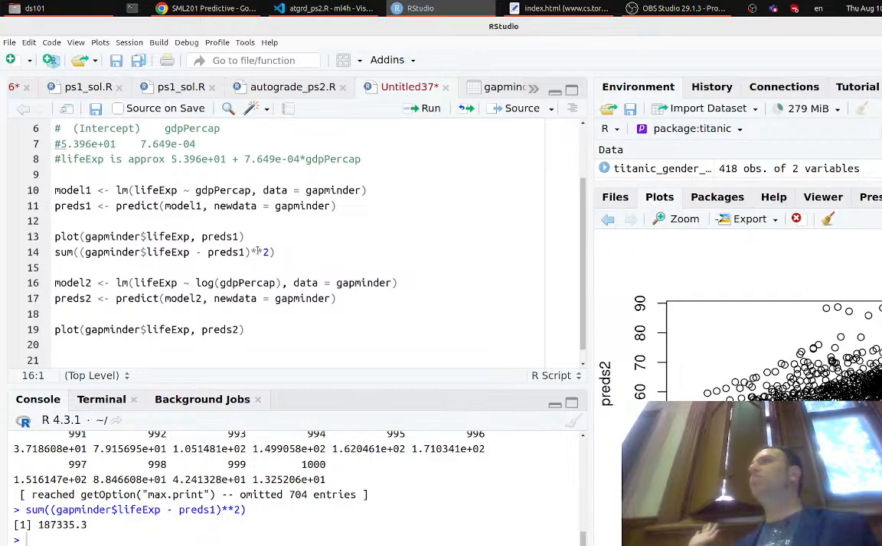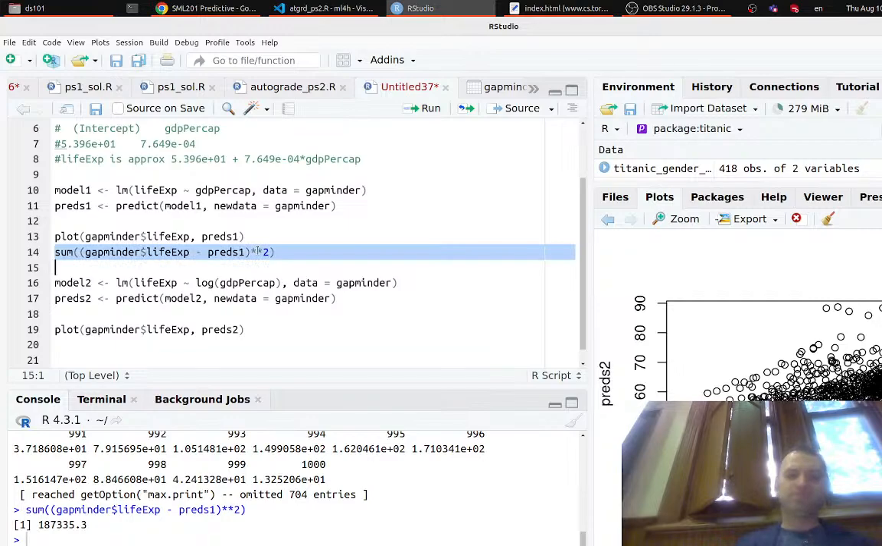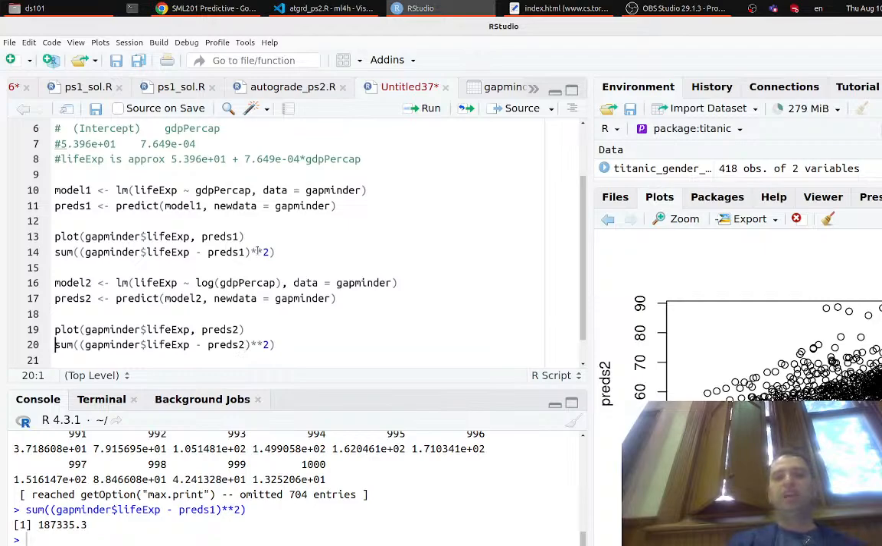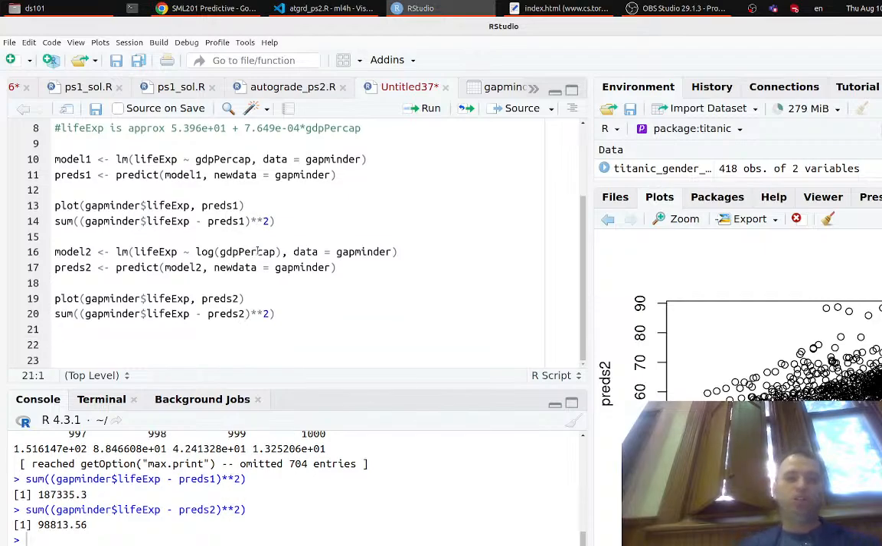Now, it looks like a large number, but note that this is squares, and the larger your data set, the larger the sum of squared errors. So if I do the same thing with preds 2, what you'll see is that the sum of squared errors is much smaller. So you do a better job of predicting if you say, I'm going to predict using the log rather than using the original. And that's not always going to be the case, but you want to try different things.